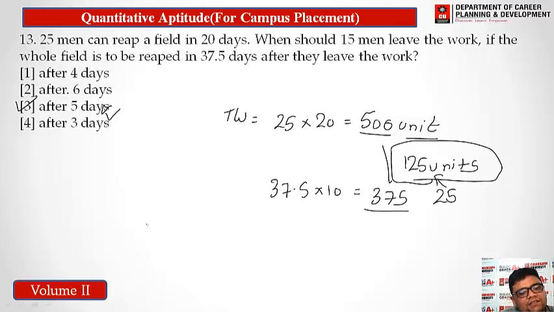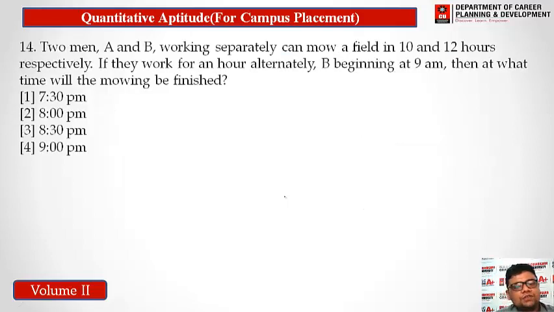So rather than applying the chain rule, we can use this method also, that I can directly say that 37.5 days are there, 10 men are left, so 375 units. So 500 units is the total, so 125 units should be done initially. So for doing that 125 units, 25 men should take 5 days, right? So this is our question number 13. Now let us move to the next question, question number 14.